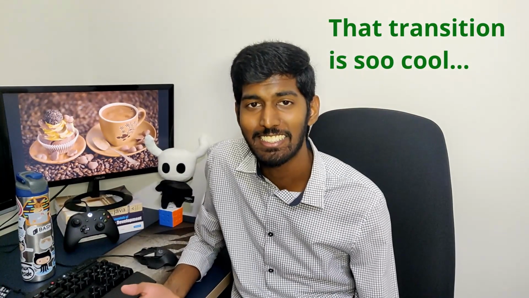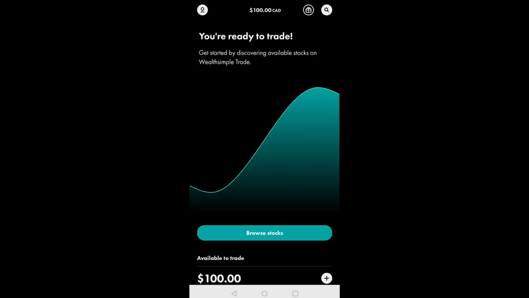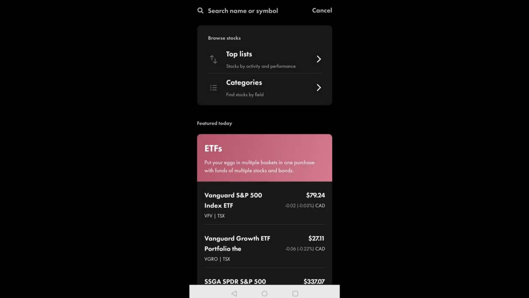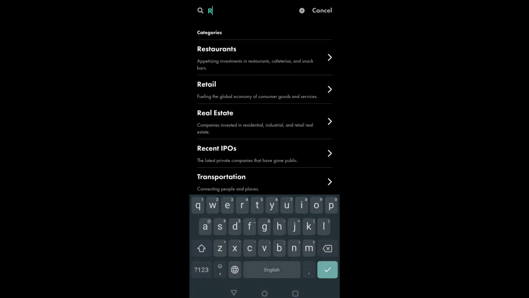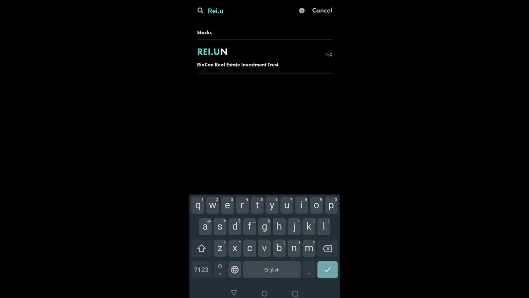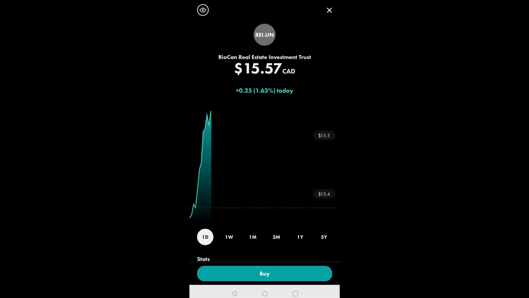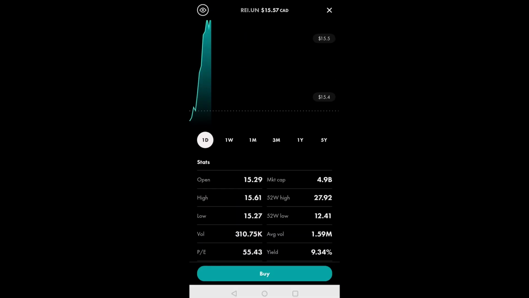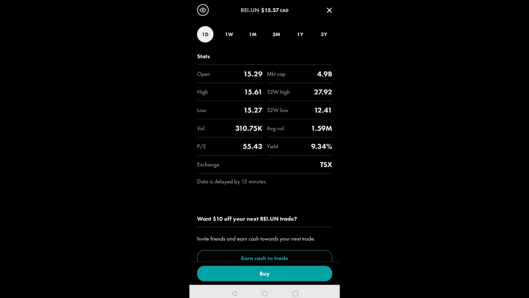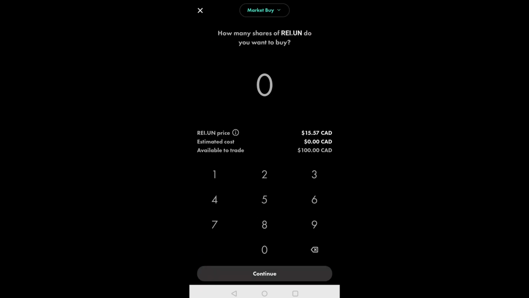So our money is in the account, so let's look at what stocks to buy today. So we have $100. Let's start investing. RioCan is a REIT that owns a lot of shopping malls and shopping complexes. You've probably heard of them. REIT stands for Real Estate Investment Trust. For people who can't afford real estate prices, we can buy a REIT and benefit from the real estate market.